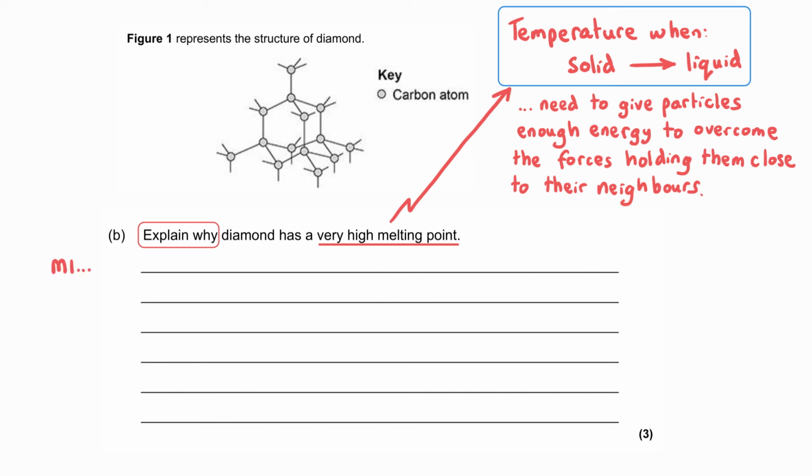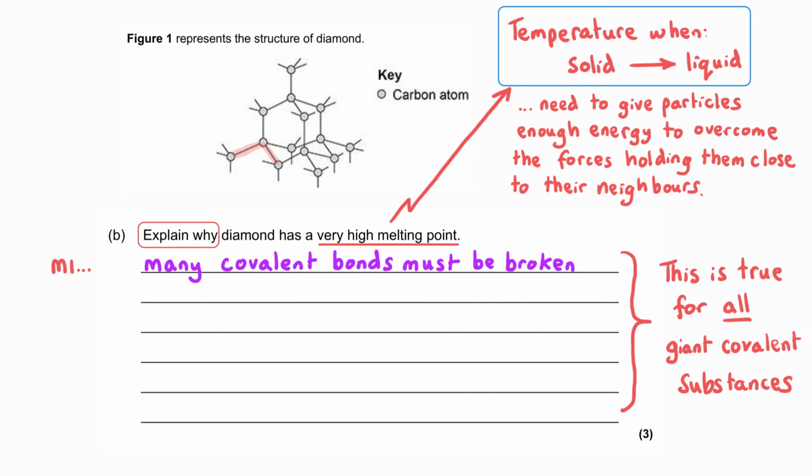And so what we need to say first and foremost is that in order to change diamond from a solid into a liquid, we need to break many covalent bonds. And that makes sense because these carbon atoms that we're being shown in the diagram are being held together by covalent bonds. And the only way that we could get those atoms to separate and move more freely is to break those covalent bonds. And so in giant covalent substances, we need to break many covalent bonds in order to change that substance's state.